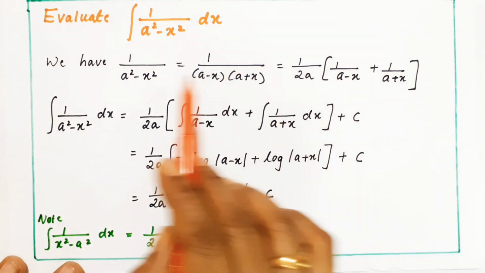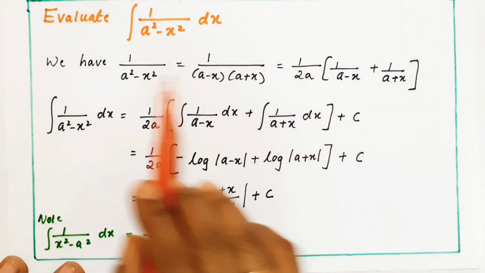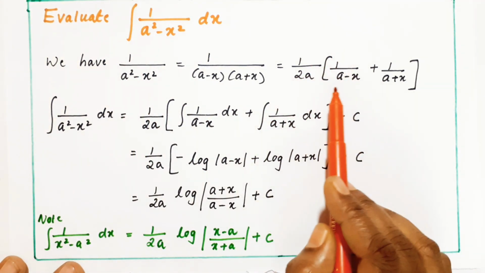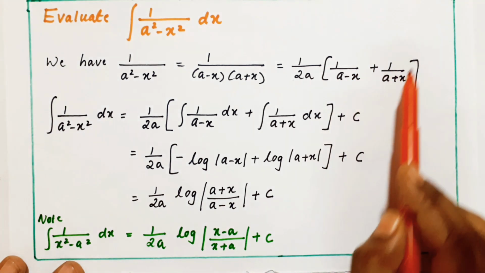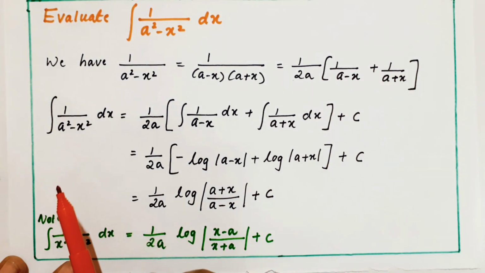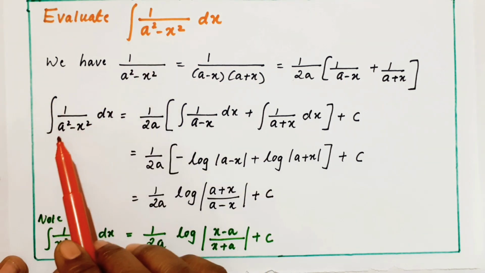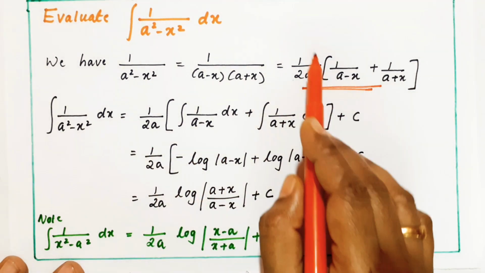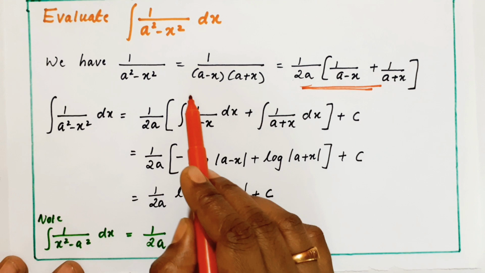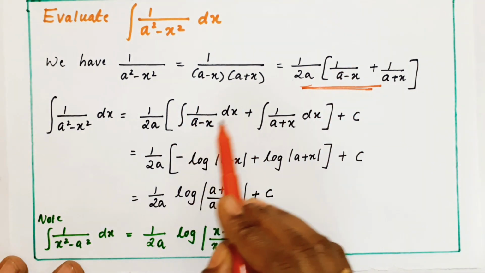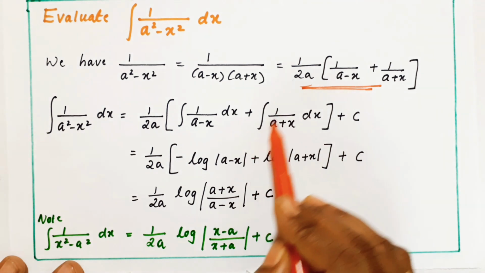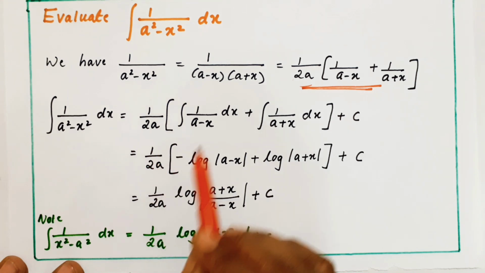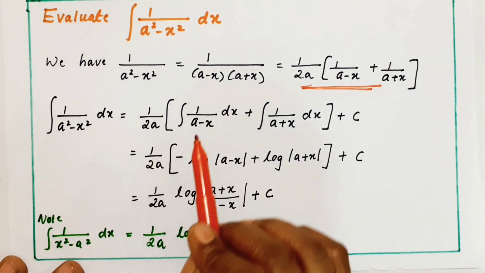If you open the bracket, you get the same form. So I changed 1 by (a² − x²) into 1 by 2a times (1 by (a − x) + 1 by (a + x)). So if you want to integrate 1 by (a² − x²) dx, you can take this term. 1 by 2a is a constant, so it is 1 by 2a into the integral of 1 by (a − x) dx plus the integral of 1 by (a + x) dx plus c. Next, all simple. You know the integral of 1 by x dx.